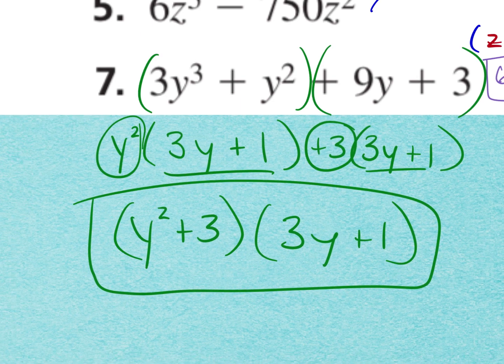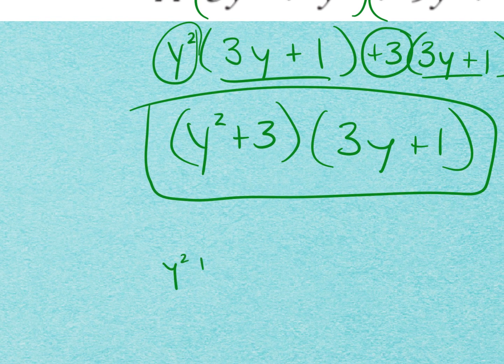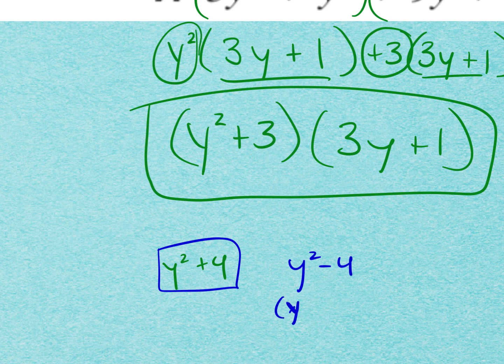Is y squared plus 4 the difference of squares? What does difference mean? Subtract. Is there a subtract here? No. Y squared plus 4 can't be factored anymore. This would be it. But if I had y squared minus 4, what would this factor into? Y plus 2, y minus 2.